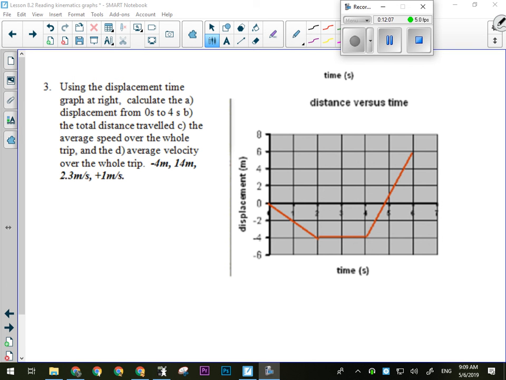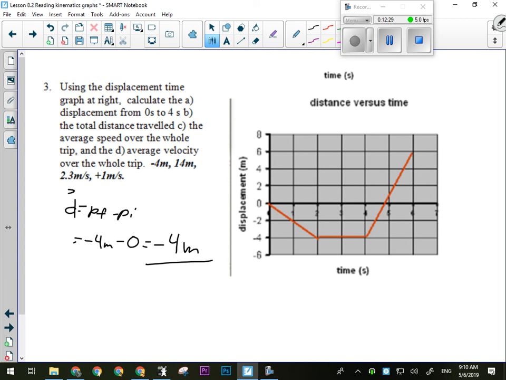Okay, so for part A, the displacement from 0 to 4 seconds. Again, the formula for displacement is final position minus initial position. So our final position is negative 4 meters. Our initial position was 0. So our displacement there is negative 4 meters. Pretty simple calculation for part A.